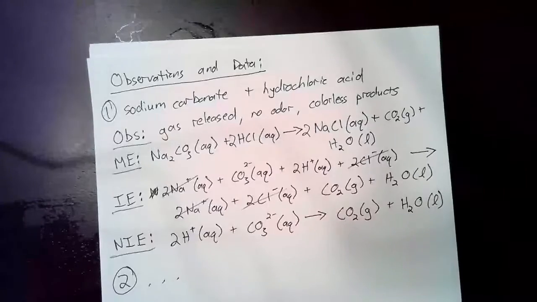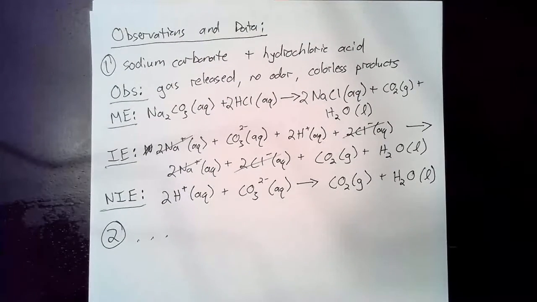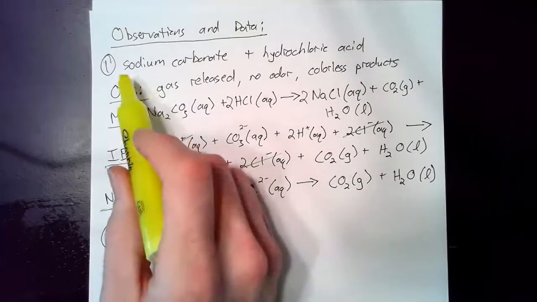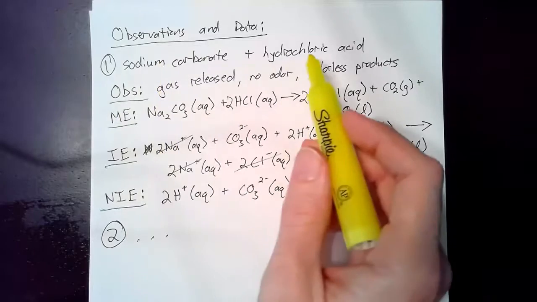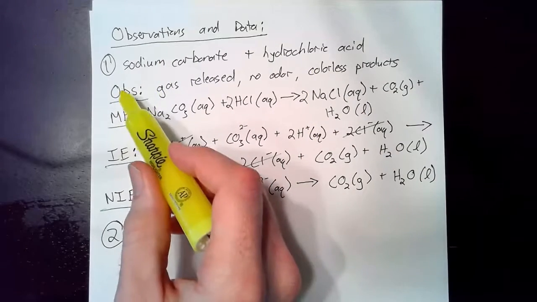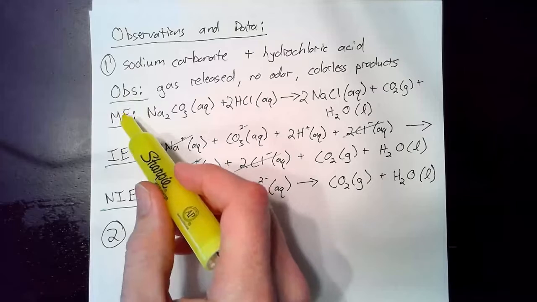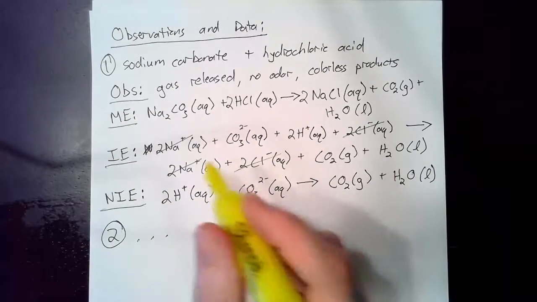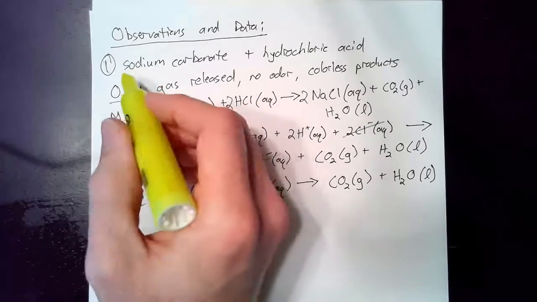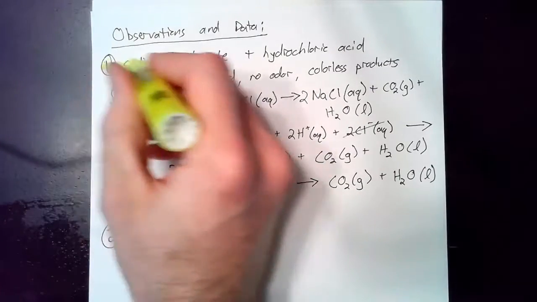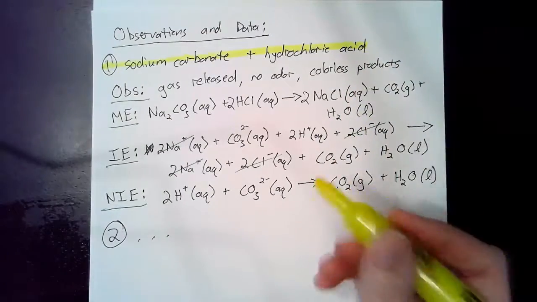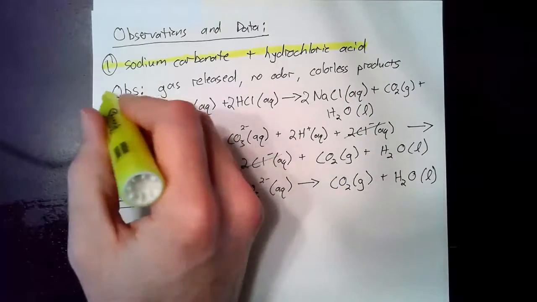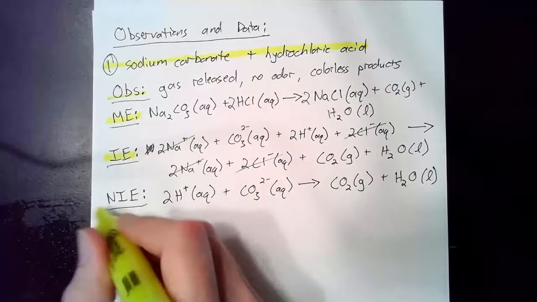So to give you an idea of what it actually looks like, here's just the first one that I worked out. Sodium carbonate and hydrochloric acid. I've got my observations, molecular equation, ionic equation, net ionic equation here. So you need to, before you come to the lab, make sure you have all 19 of these written here, and then leave space for all 19 here.